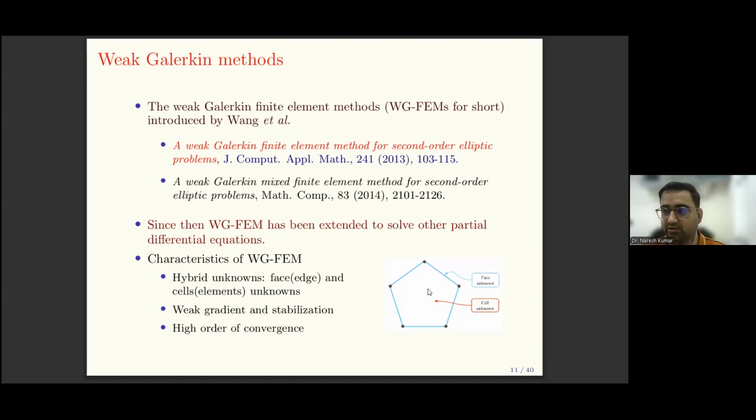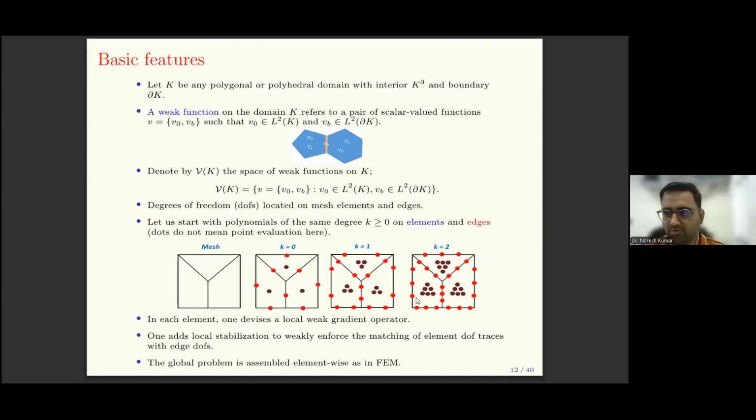we split the function into two parts. One is for the interior part and one is for the boundary part. We call the boundary part a face or edge, and the interior part a cell or element. And then we define the weak gradient operator, and because it's a discontinuous method, we have to add a stabilizer term also to maintain the stability and the coercivity. If we apply this method, then we can obtain higher order convergence. So this is the basic feature of the WG method.